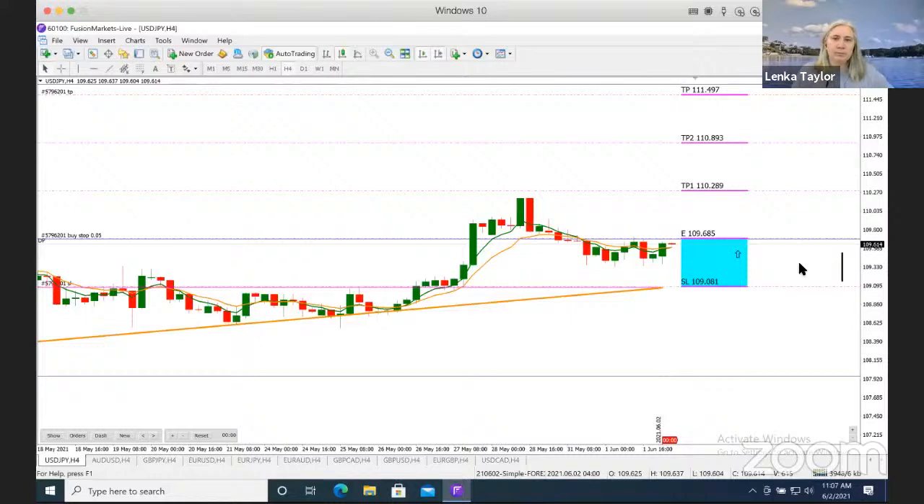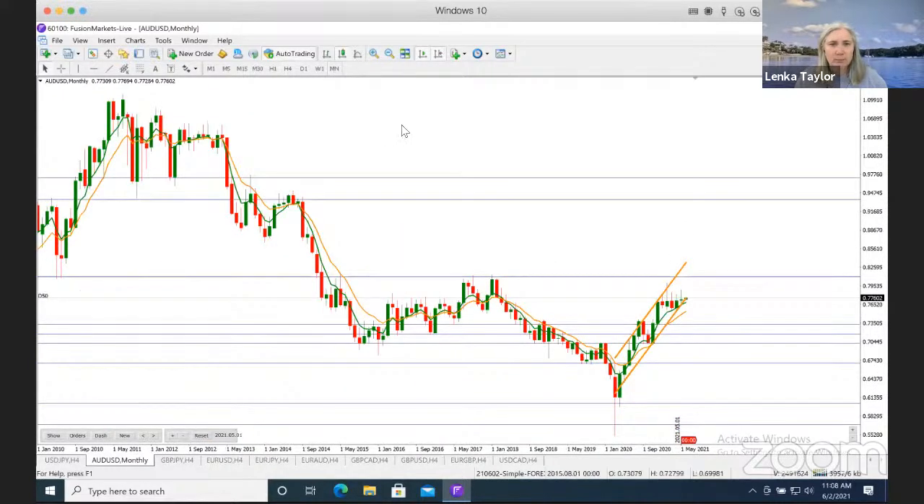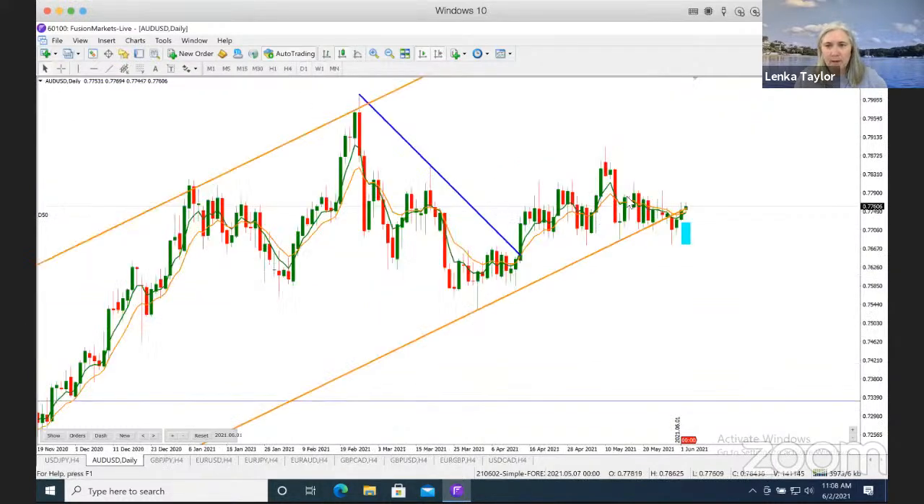All right. So let's have a look at the next chart. Next chart I'm going to have a look at is AUD USD. So on this chart, monthly, I'm looking for a long all the way up to this horizontal. A weekly, still looking for a long up to there as well. Daily, it's nicely at the bottom of the channel, so I'm definitely looking for a long in that area there.